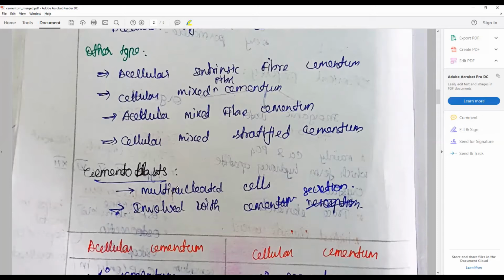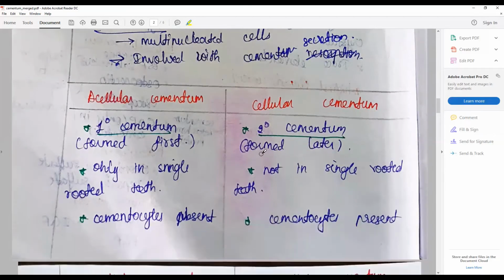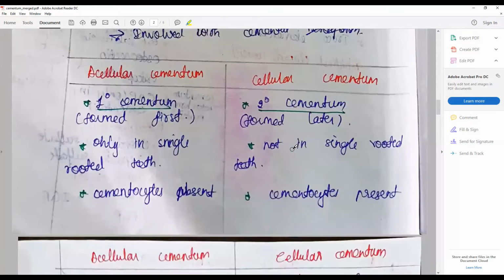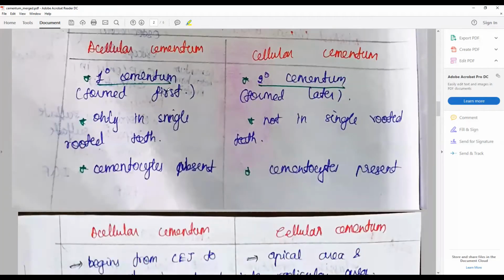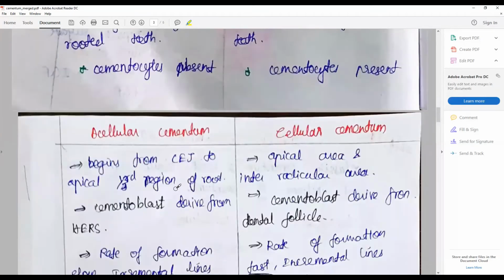Cementoblasts appear as multinucleated cells and are involved with cementum secretion. The classic difference between acellular and cellular cementum is that acellular is the first formed cementum. Cellular cementum is subsequent, formed later, often seen only in single-rooted teeth. Cementocytes are absent in acellular and present in cellular. Acellular begins from the cemento-enamel junction to the apical third. Cellular is in the apical third and interradicular area.